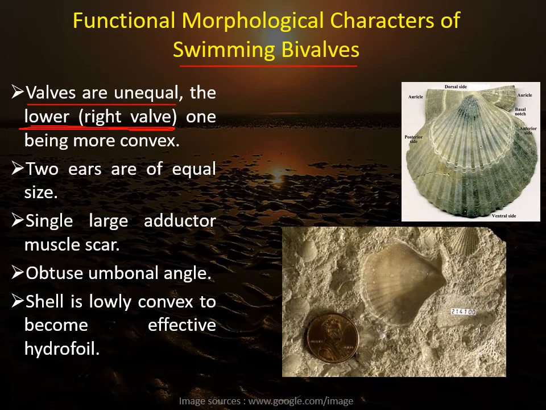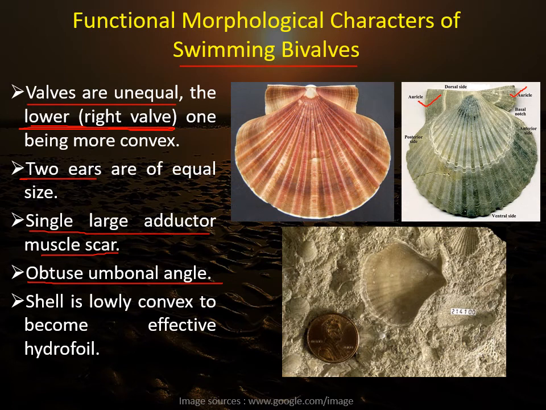Swimming bivalves also have a single large adductor muscle scar. That means they are monomyarian, and the scar occurs slightly posteriorly. In addition, they have two ears, that is, two auricles on the two sides of the beak. They have an obtuse umbonal angle, and the shell is lowly convex so that it becomes an effective hydrofoil.